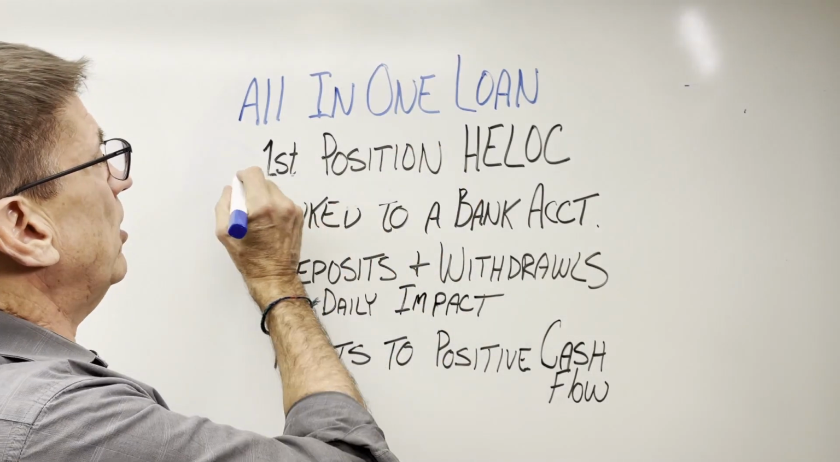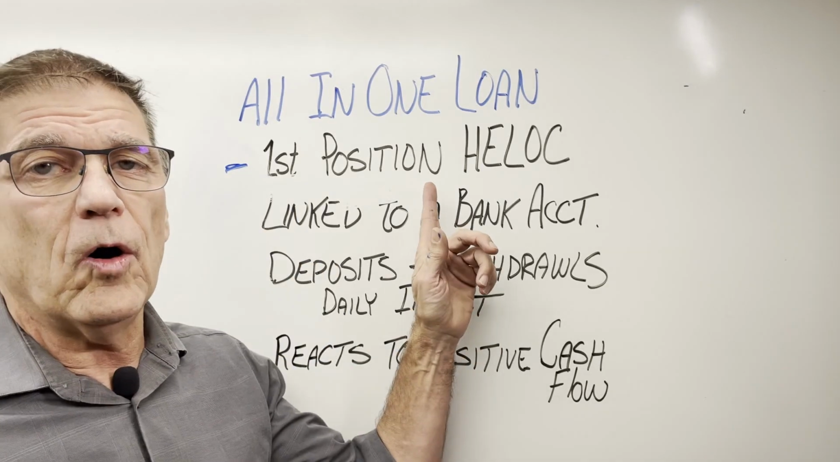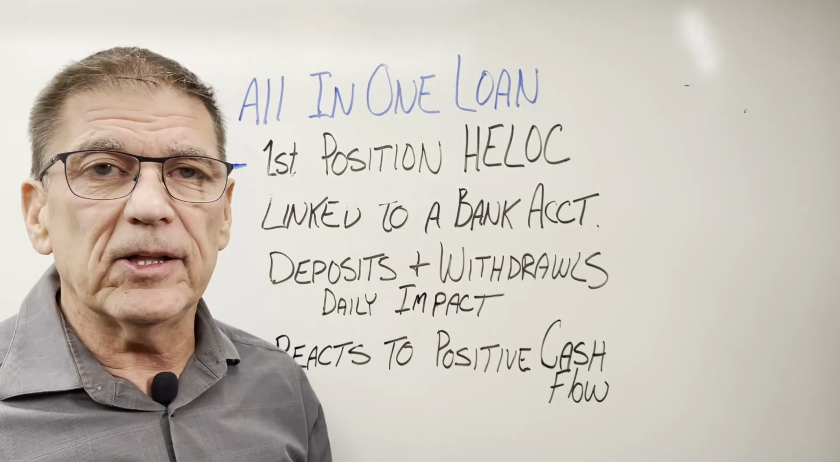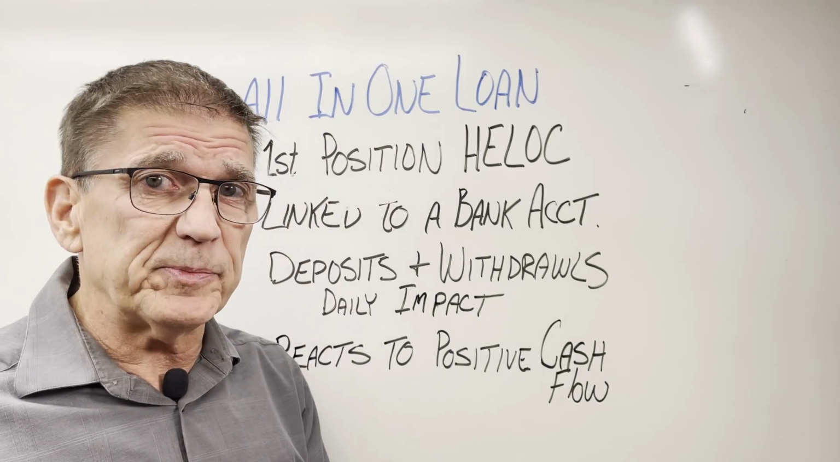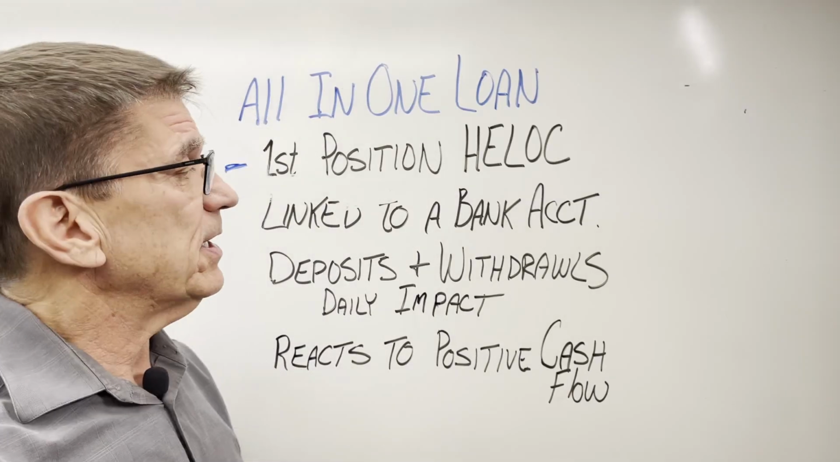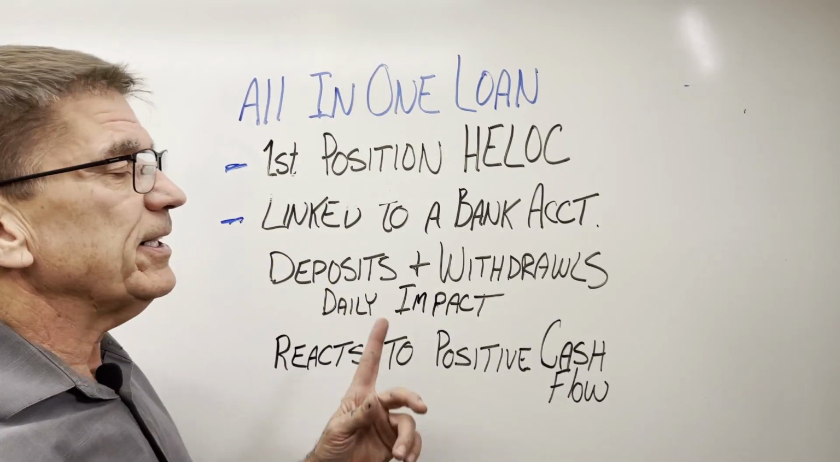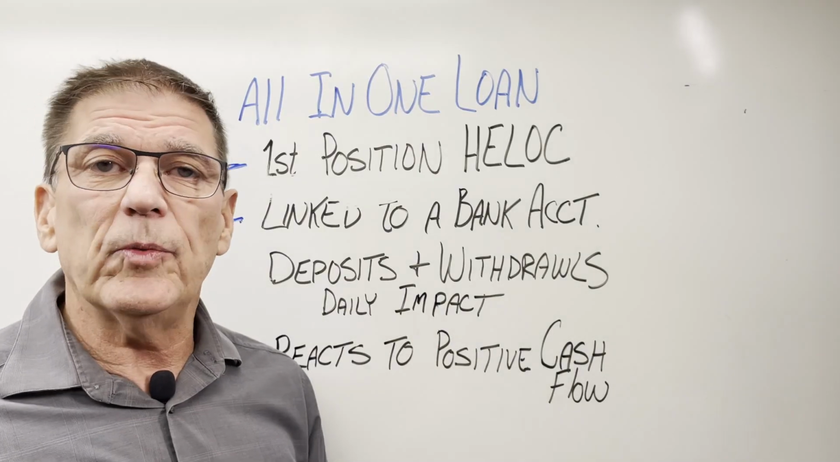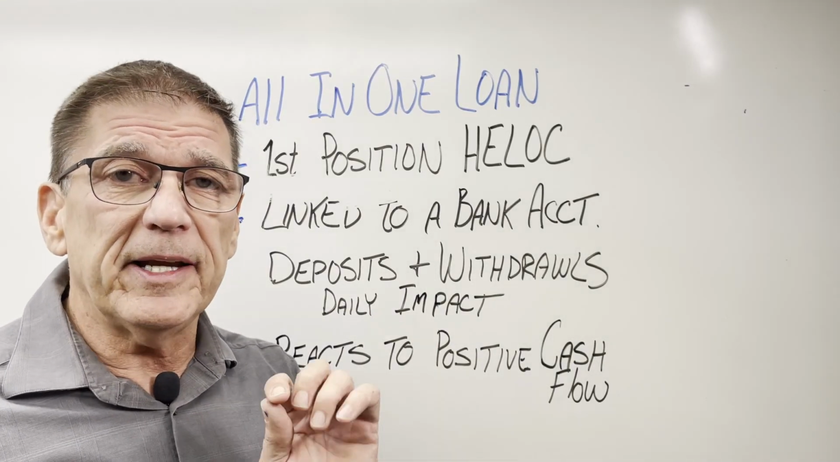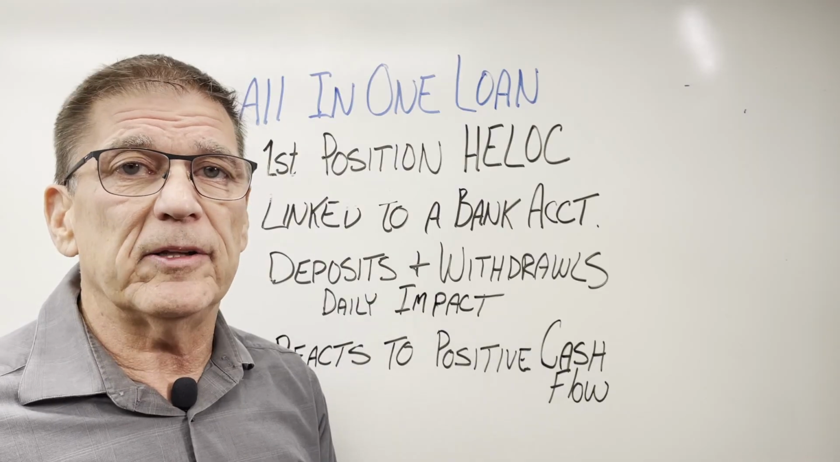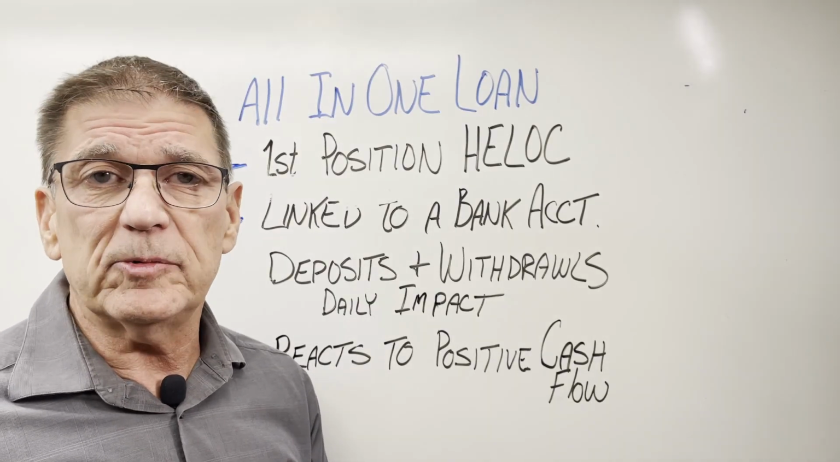First, to understand, the all-in-one loan is a first position home equity line of credit, HELOC. Just like a second position HELOC, only this loan has to be in first position, one of the fundamental differences. Another difference is it's linked directly to a bank account. So when you make deposits or withdrawals out of that bank account, it has an impact immediately that day on the balance of the line of credit and on the interest rate calculation.